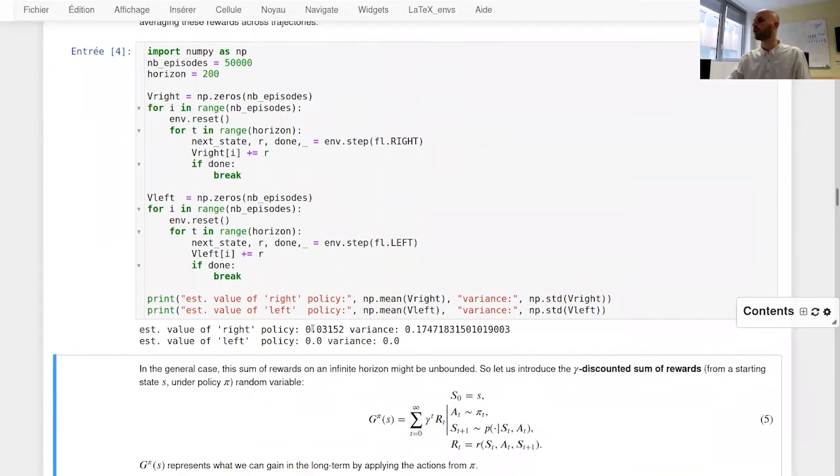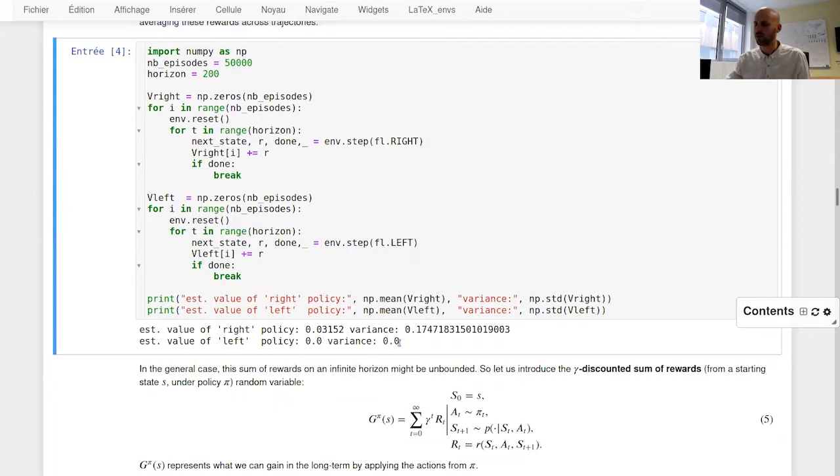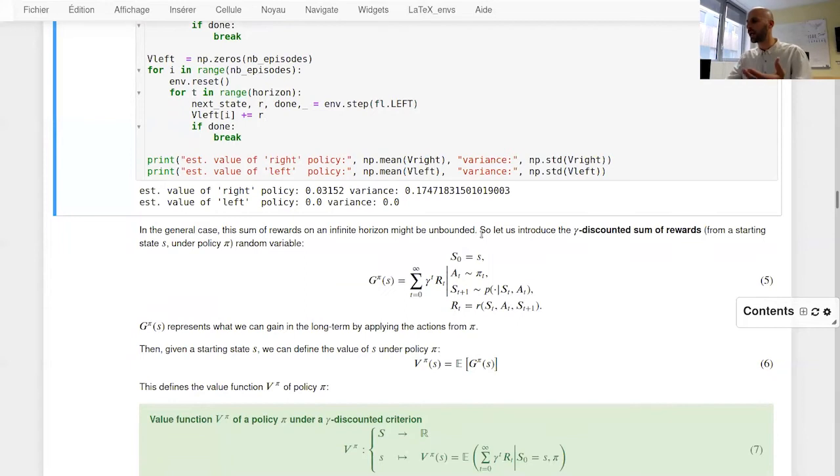So apparently the policy that always moves right from the starting state in Frozen Lake seems to have an expected gain over all trajectories of 0.03 with a pretty large variance. But apparently the policy that moves left has a zero expected gain with a zero variance. So if our criterion is actually to gain as much as possible on average, then the policy that always moves right is better than the policy that always moves left. Let's try to make this a little more abstract now.